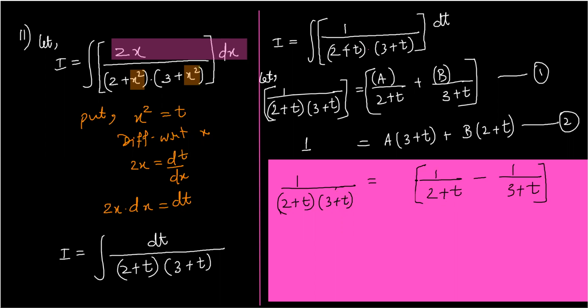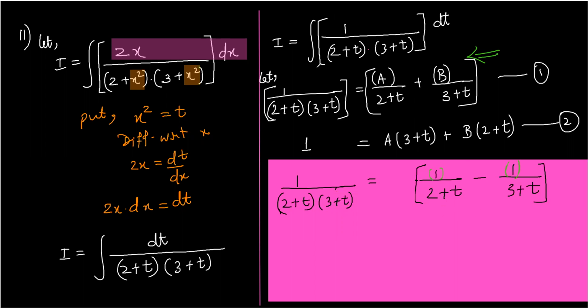Okay. And when you solve by the method which I said earlier, you will know that a is 1 and b is minus 1. You are getting b as minus 1. That's why you are getting minus here. a and b will be plus 1 and minus 1 respectively.